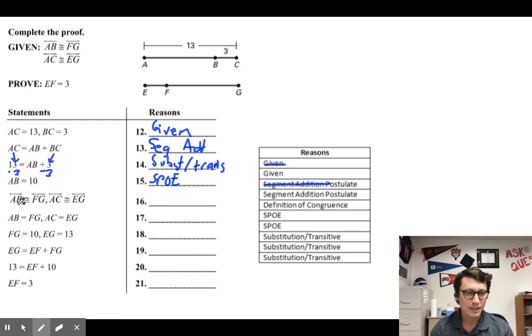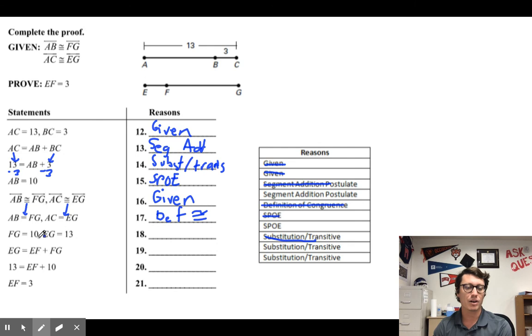Okay, now AB is congruent to FG. That's given to us. AC is congruent to EG. That's given to us. That is our other given piece of information. Okay, AB equals FG and AC equals EG. Notice we went from congruence to equal. Oh, sorry, I'm not eliminating these. We used SPOE, we used one substitution, and we used given again. Sorry about that. But anyways, back to this, we changed from congruent to equal. Whenever you change from congruent to equal, that is the definition of congruence, which is this one here. Get rid of that.